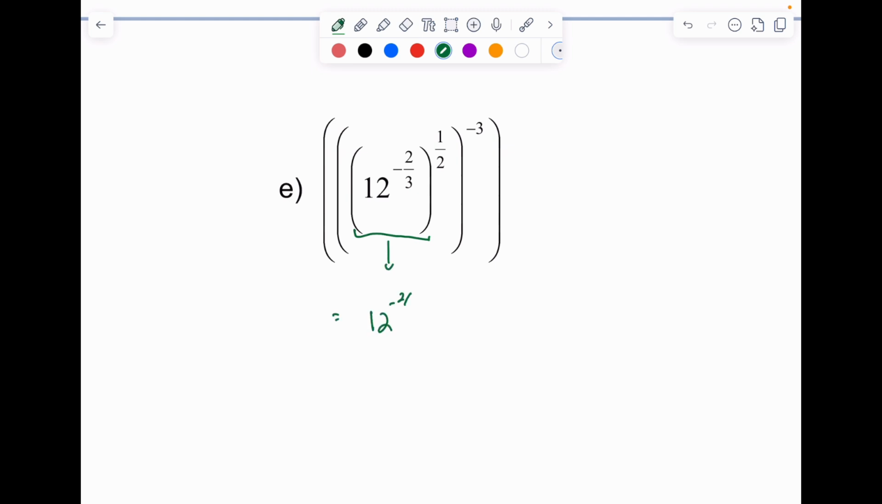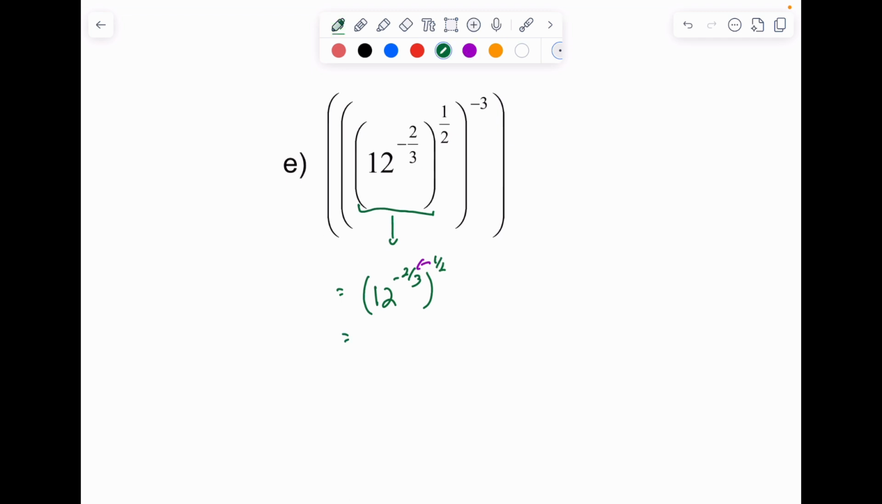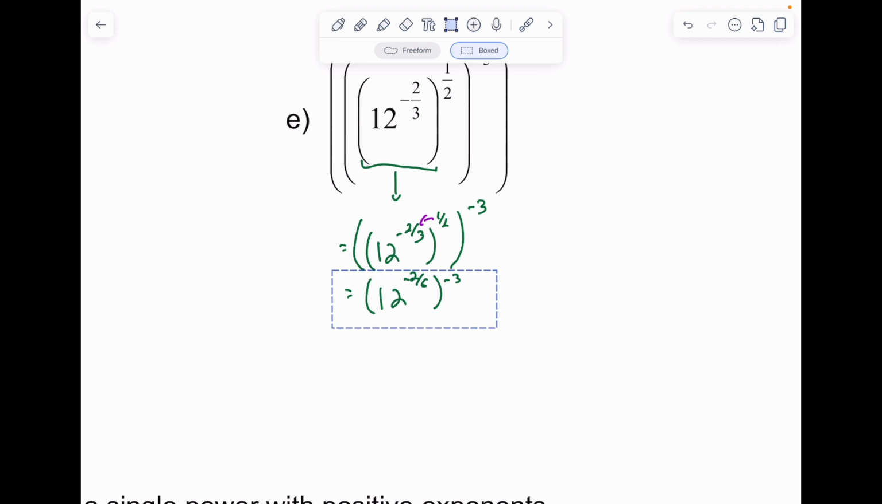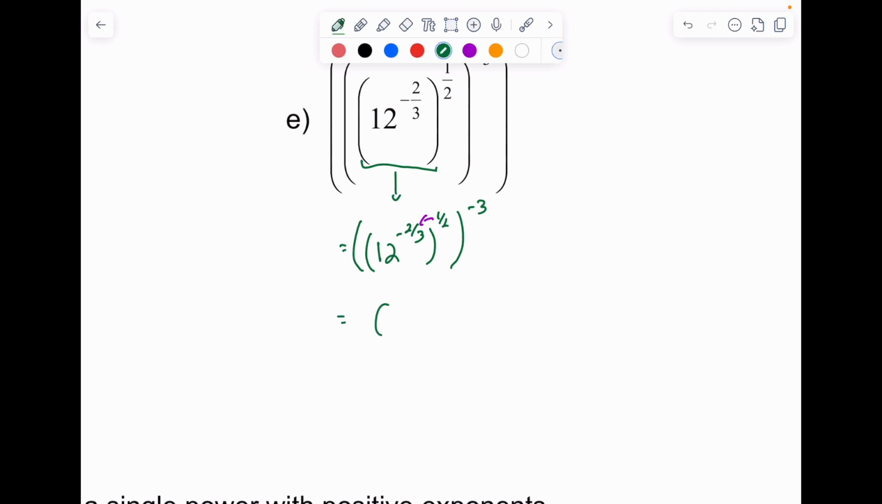12 to the negative 2/3, and that is put to the 1/2. So what would you have done? Well, you have to multiply your exponents. So that becomes 12 to the minus 2 over 6. Okay, so you dealt with that. But remember, all of that was actually put to the power of negative 3. So that means this answer has to also be put to the power of negative 3. I'll just rewrite it then. 12 to the minus 2 over 6, all to the minus 3.